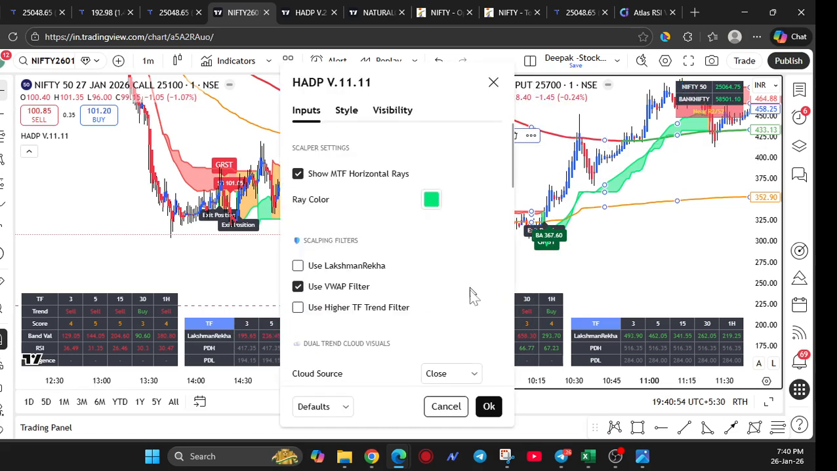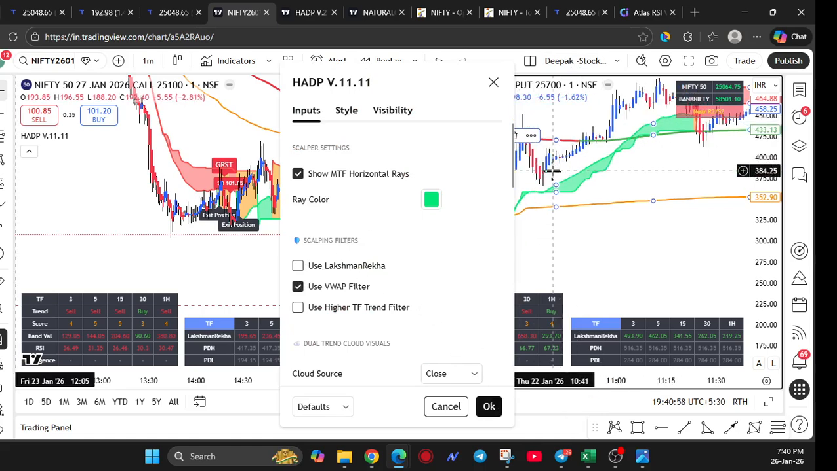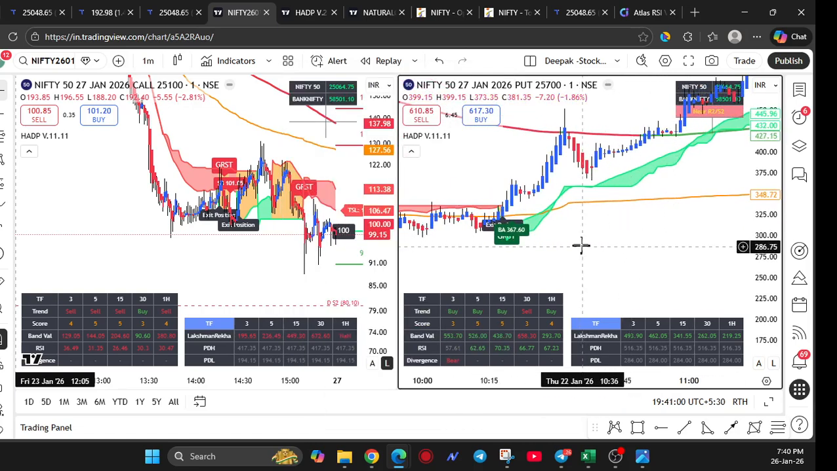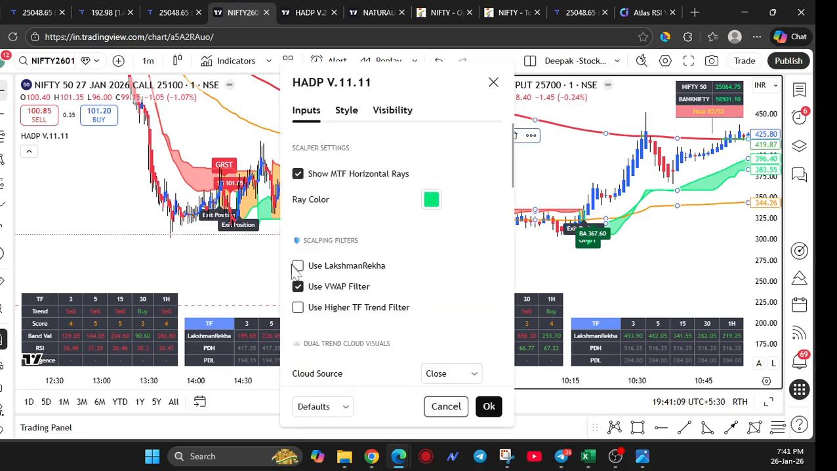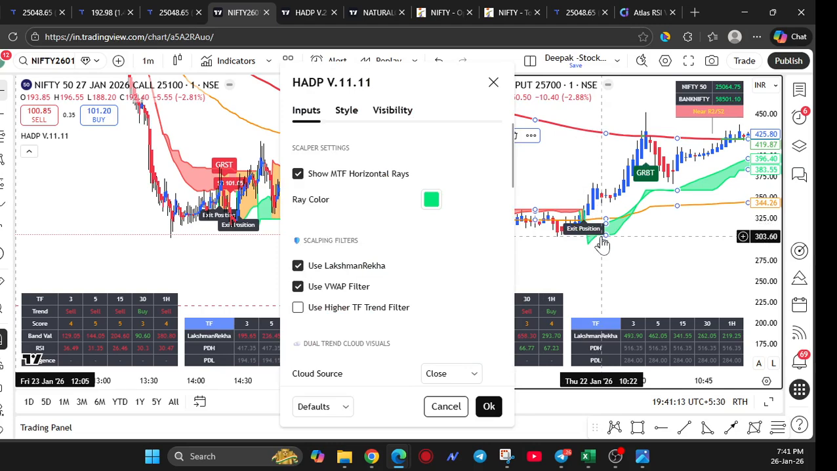Use VWAP, and if you use Lakshman Rekha, I already told you. For example, in this case also, you have a buy here at 367. This is above the VWAP, but look at the Lakshman Rekha, it's far away. So the moment you switch on the Lakshman Rekha, this buy signal will vanish, gone. That is the use of Lakshman Rekha, whether you want to use it or not.